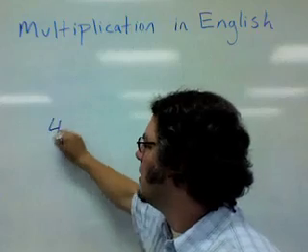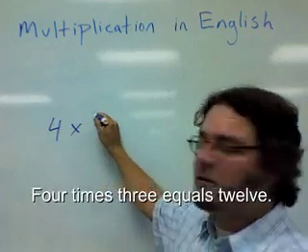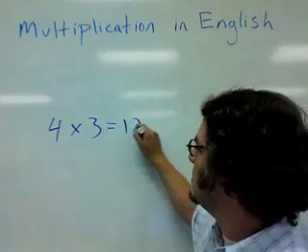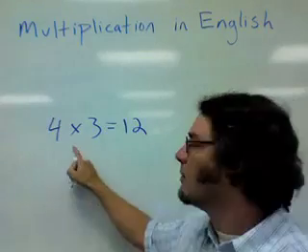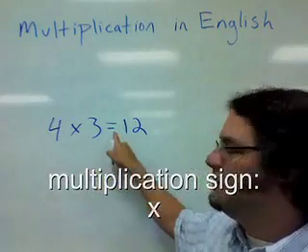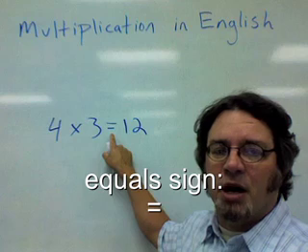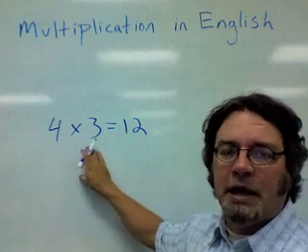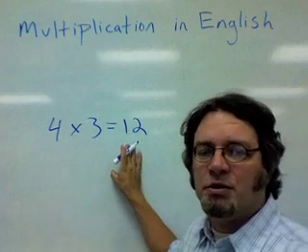4 times 3 equals 12. This is a multiplication sign, and this is the equal sign. 4 times 3 equals 12.